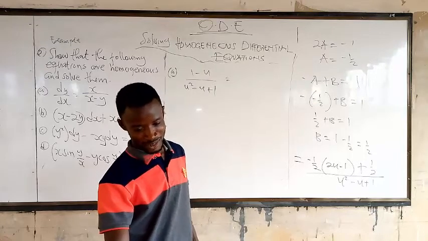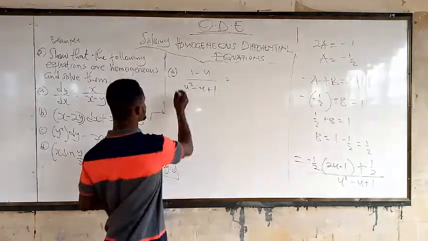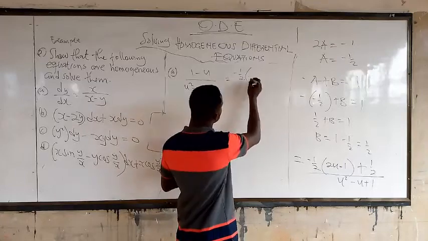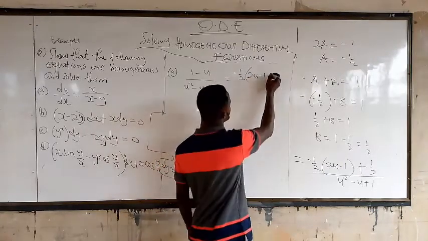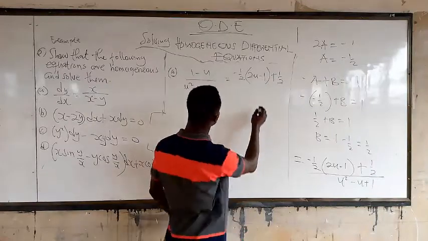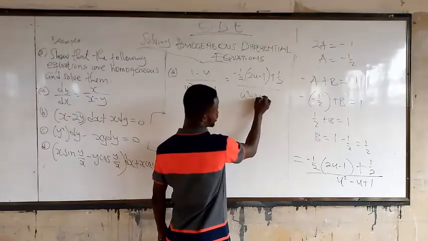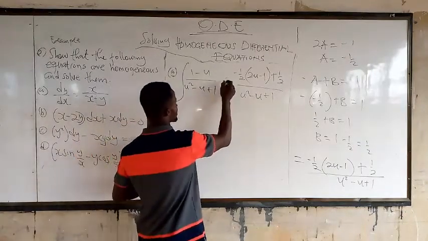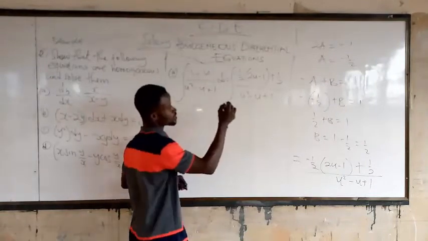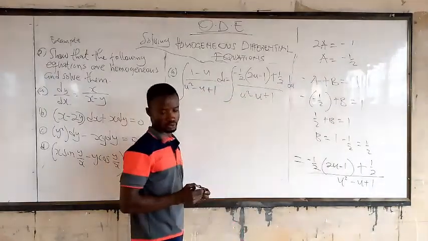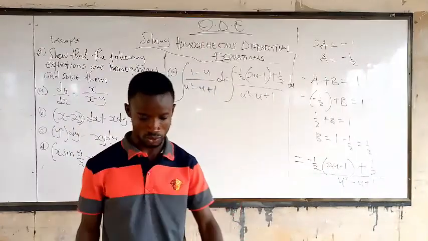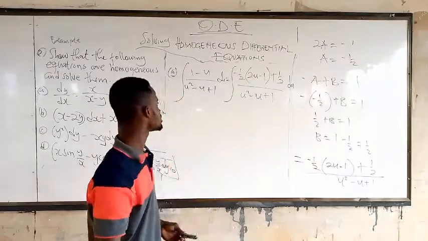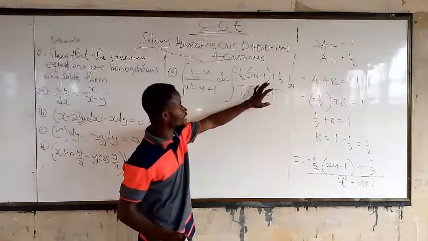Okay, let's move on. So we are saying that to integrate, this is equal to negative half (2u minus 1) plus half, all over u squared minus u plus 1. So integrating this with respect to u is the same as integrating this with respect to u. Beautiful. That is all what it means. So we are now going to focus on this side and integrate.